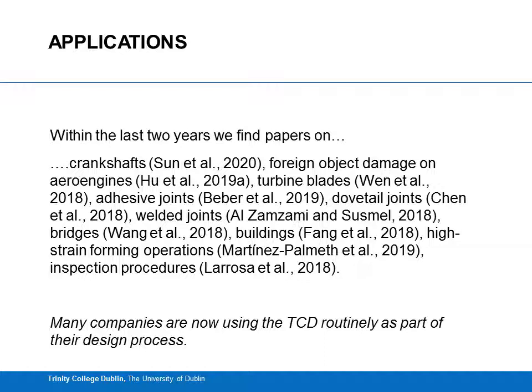So here on this slide I've just listed, simply from the last couple of years, papers applying this to all kinds of situations, to specific components like crankshafts, to different types of joints, which always have been problematical for predicting durability and failure, and to manufacturing operations like high strain forming, and also to try and incorporate the TCD into maintenance and inspection procedures. So I think the future is very bright there, because there are companies knocking on the door who really want to use this approach.